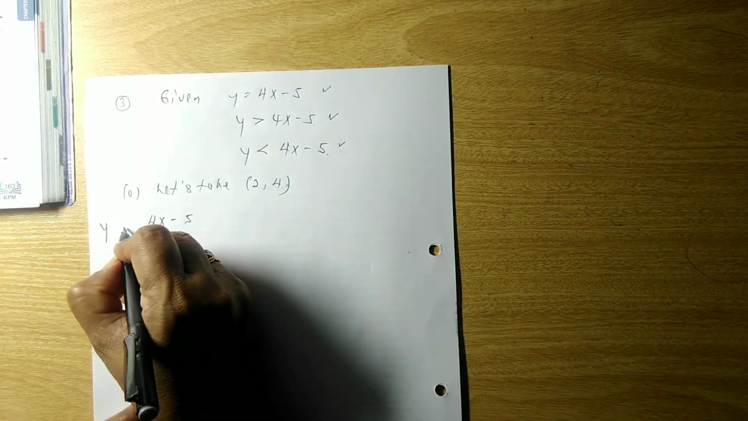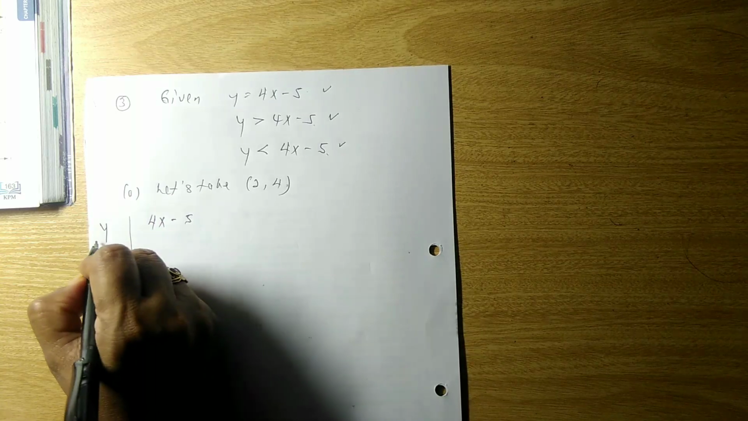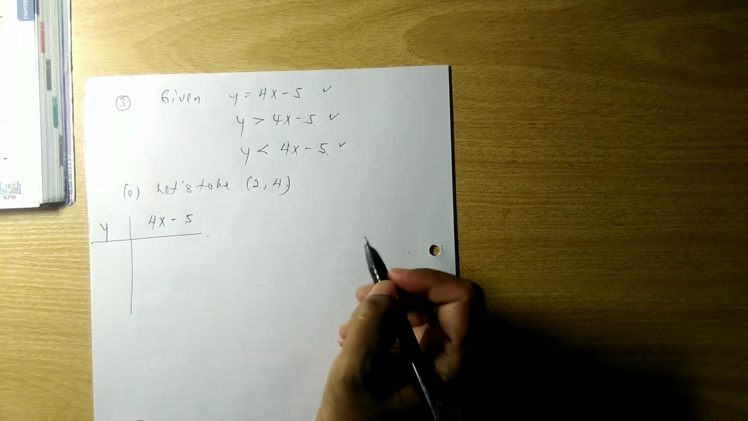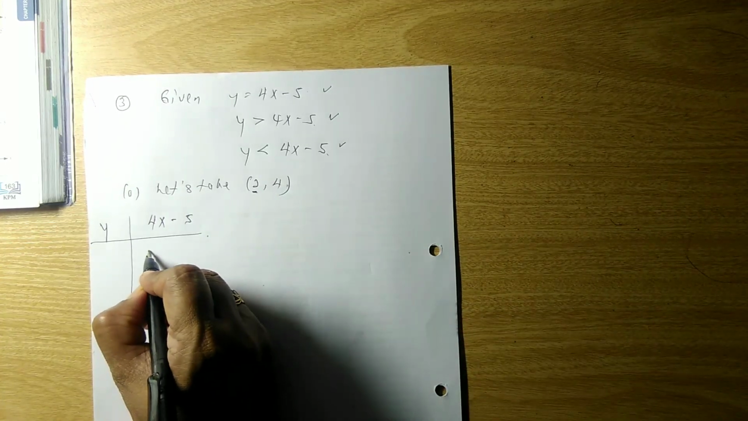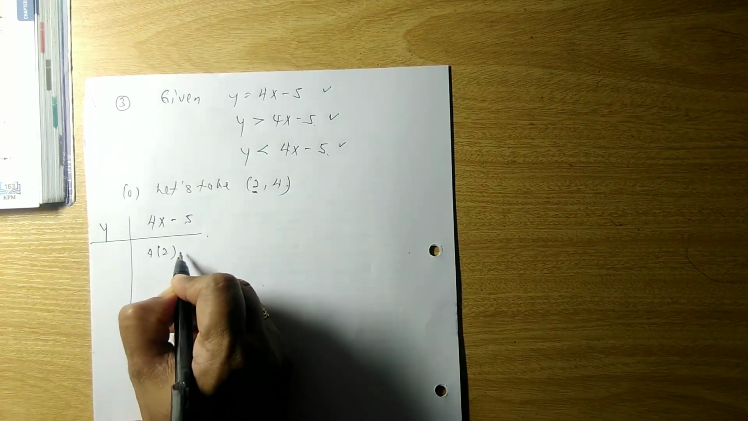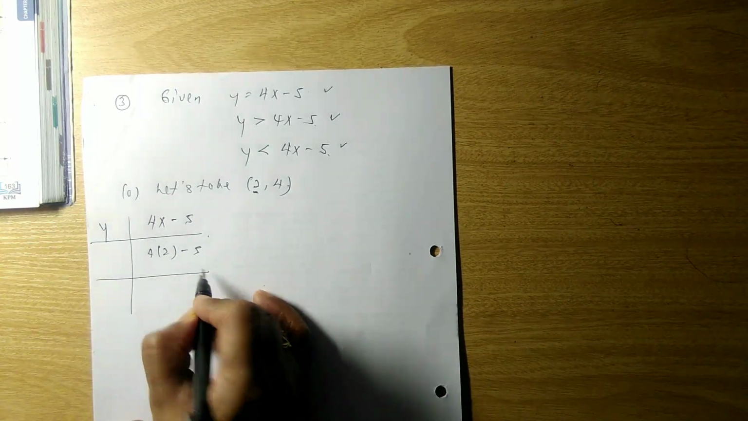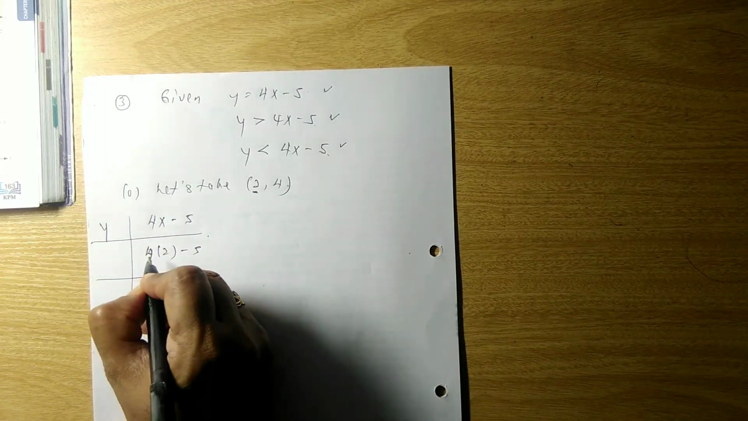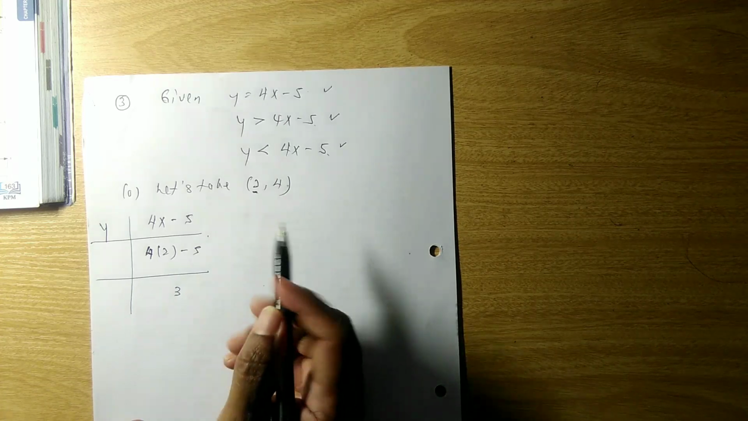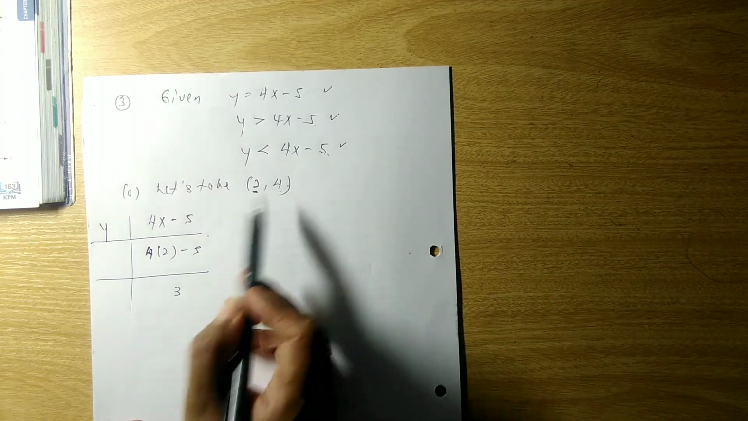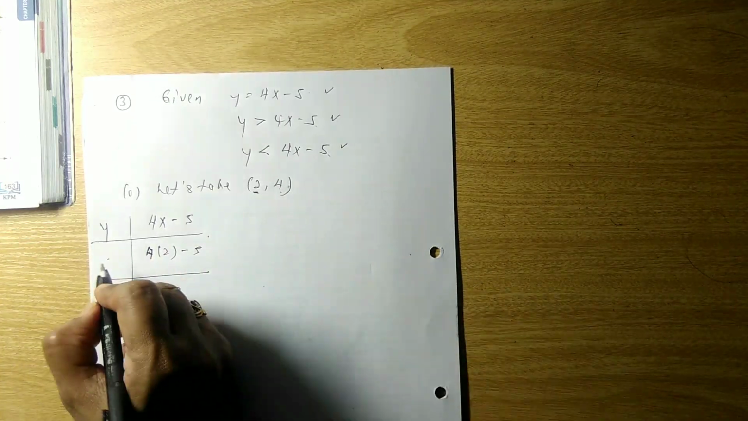So a simple table. I'm going to substitute 2 here. So this is 4 times 2 minus 5. What I'll actually get is 3. Okay, on y, the value given is 4.